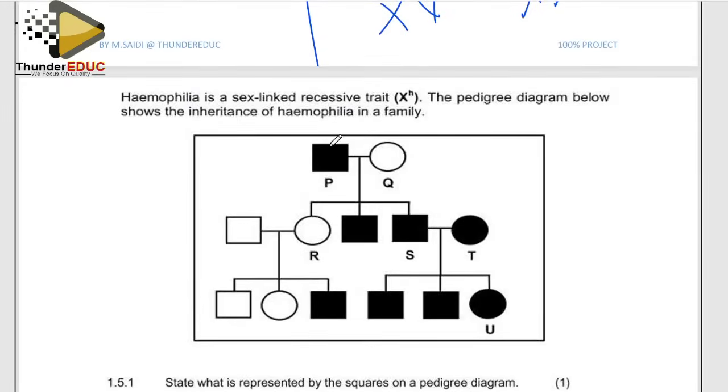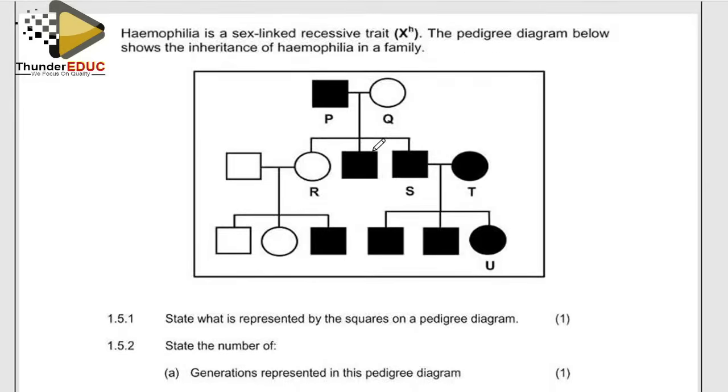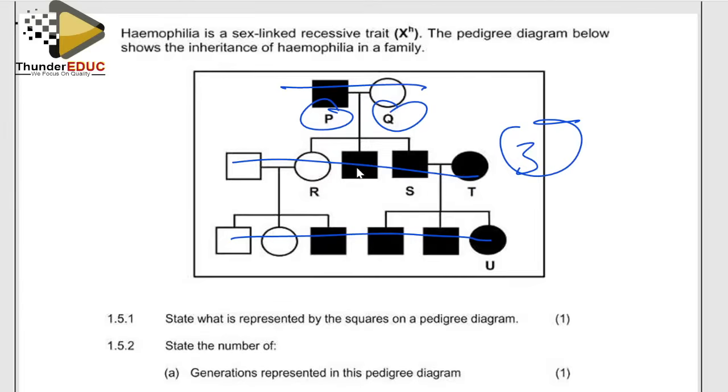Hemophilia is a sex-linked trait. If it's a sex-linked trait, what is happening there? The pedigree shows the inheritance of hemophilia in the family. So now we have this, we have this, we have that. How many generations are those? 3. How many kids are there for P and Q? It's 1, it's 2, it's 3. This pair just got married.